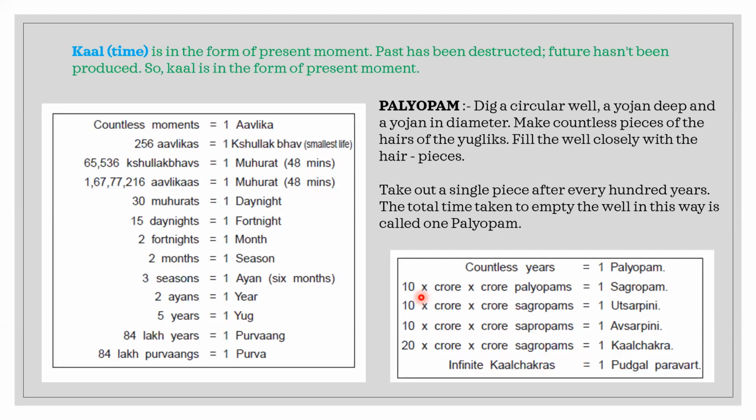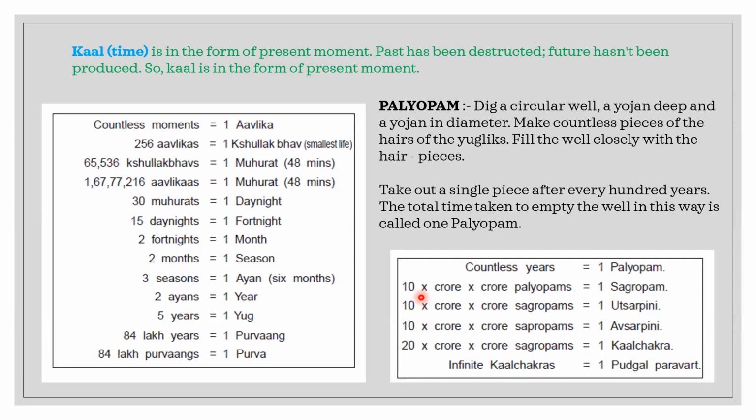And 5 years in our Shastra is known as 1 Yug. And 84 lakh years is known as 1 Purvang. And 84 lakh Purvangs is known as 1 Purva. So that is where our counting basically stops, after the Purva. There are no real numbers after 1 Purva. After a Purva, there is a time known as Palyopam. Palyopam is basically countless years. But in order to understand Palyopam, our Shastra has given some definition.